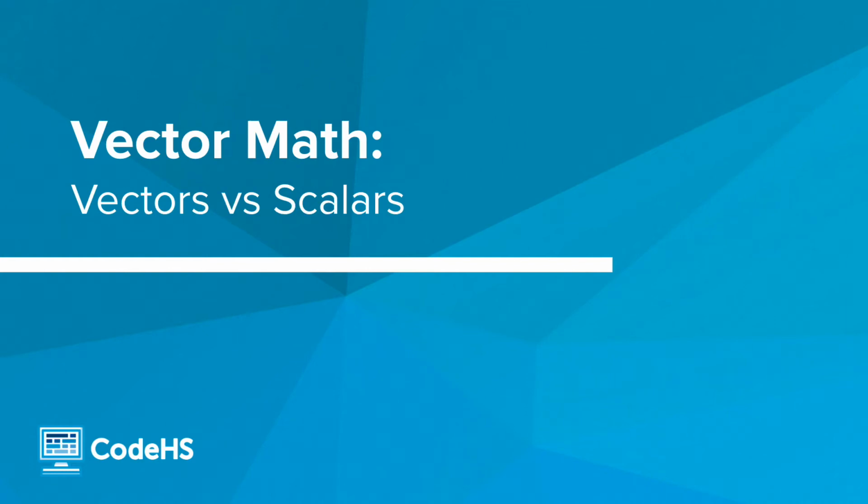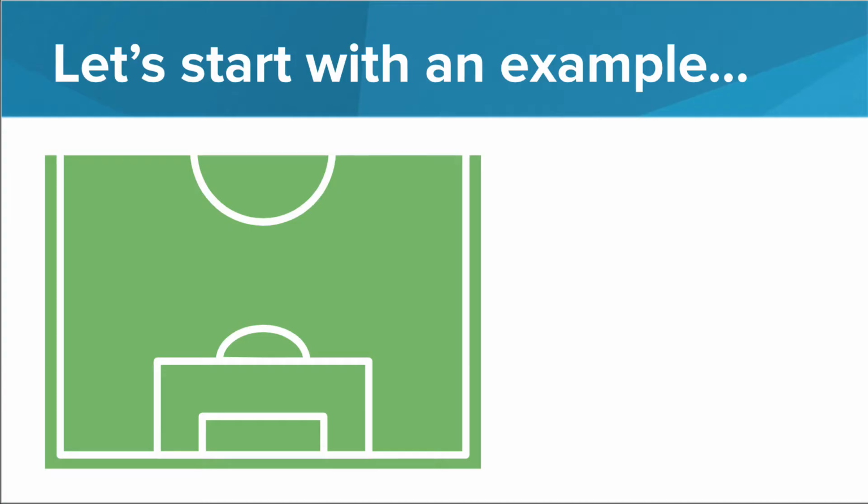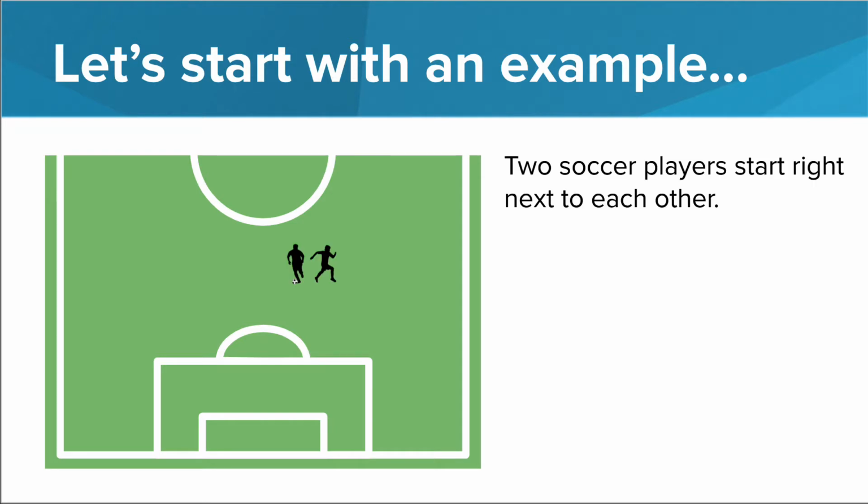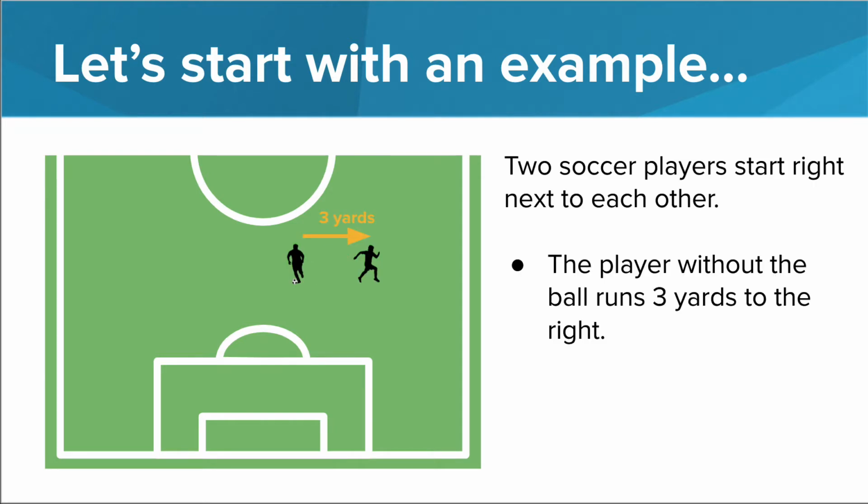Hi, in this lesson we will introduce two different kinds of measurements, vectors and scalars. Let's start with an example. We have two soccer players standing right next to each other. The player without the ball then runs 3 yards to the right, turns and runs an additional 4 yards down.